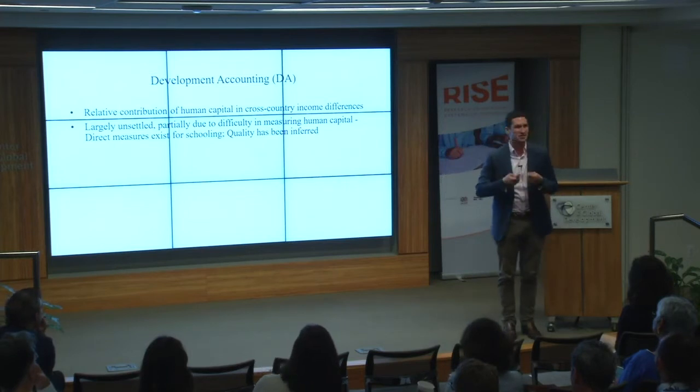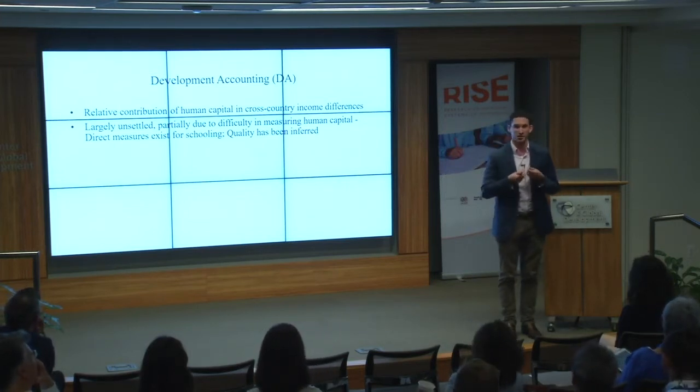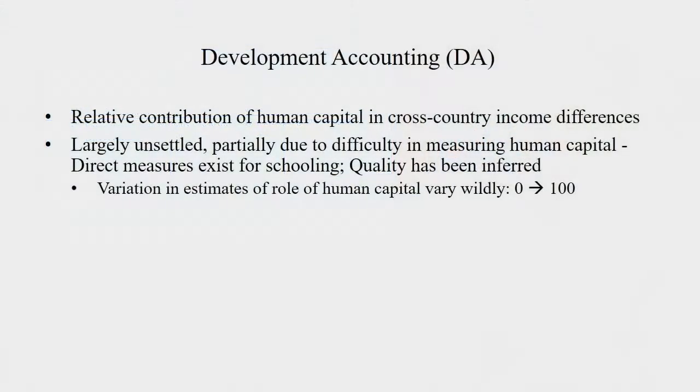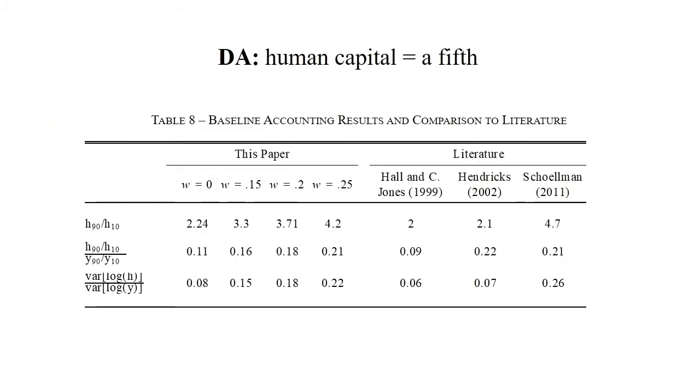One of the reasons, there's a few reasons for this, is because it's been hard to measure quality. And so there's been a lot of efforts to measure quality directly and simply. And so you see this wide variation. So this is just one baseline accounting result.